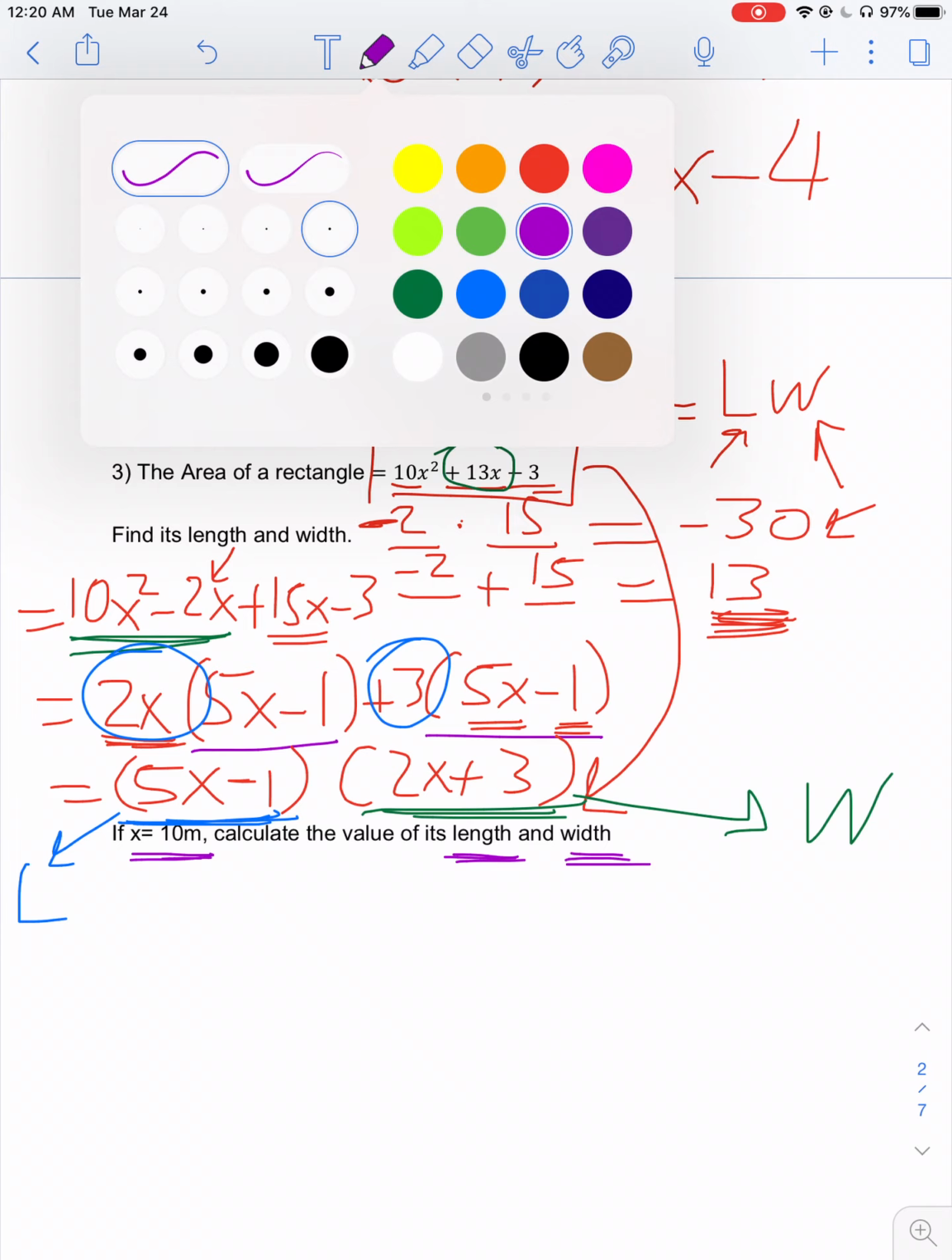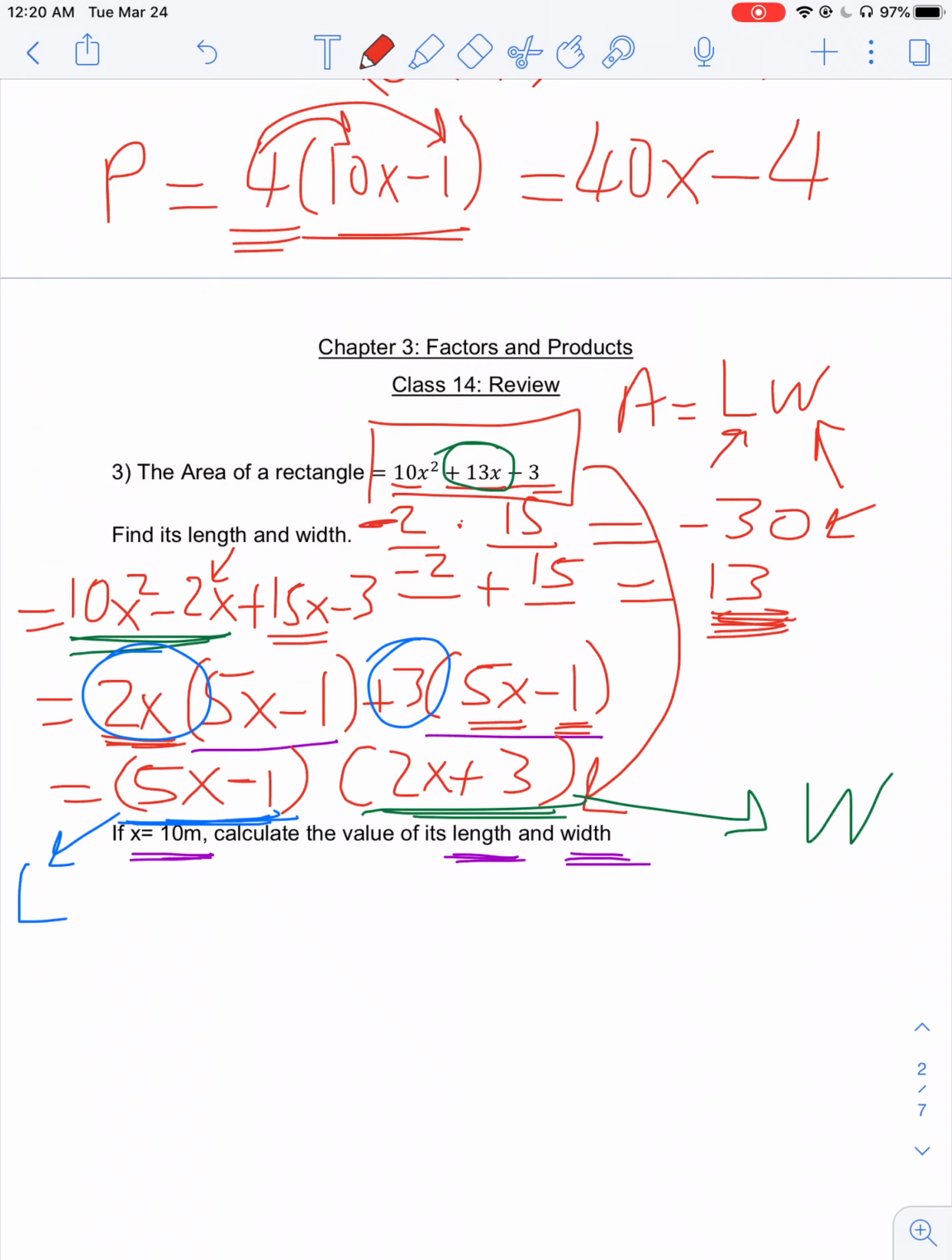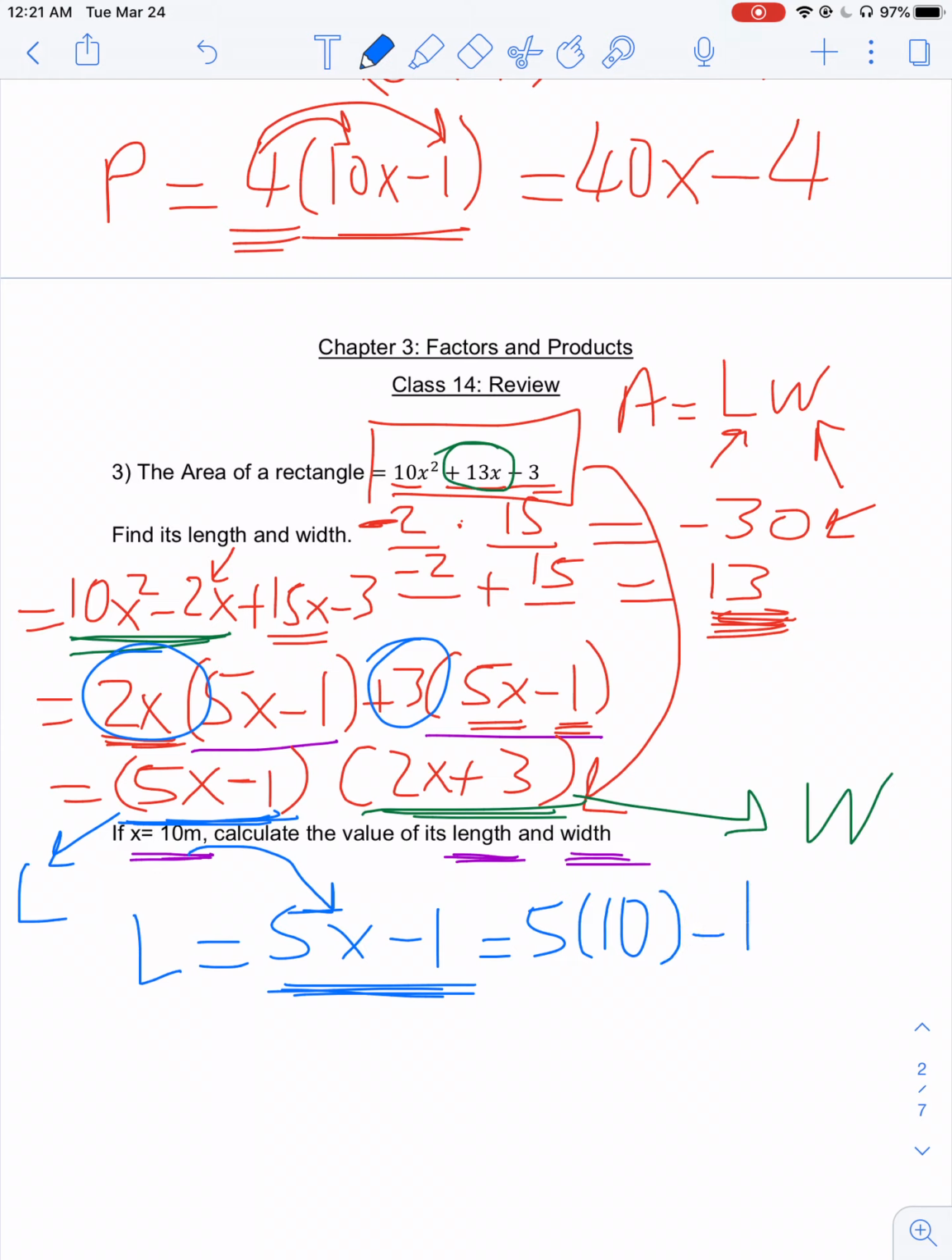Well, I know that my length, so I'm going to be consistent with the colors, is equal to 5x minus 1. So this is an algebraic expression because I don't know what x is. But in the second question, they're telling me that x is actually 10. So I can just replace this x by 10 and then calculate the value. It's just going to be 5 times 10, which is 50, minus 1. So my length will be 49 meters.